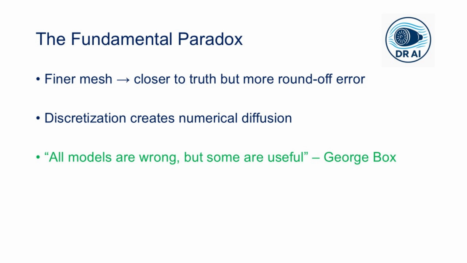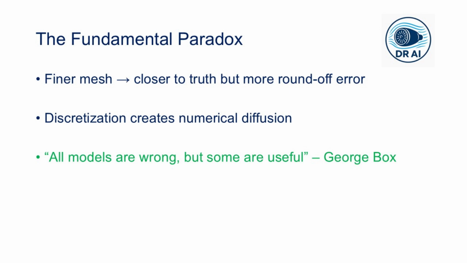We will cover that later. But there is a second paradox too: discretization also creates numerical diffusion, an artificial smoothing that washes out the sharp gradients. Yet without discretization you cannot solve at all. So we live with this particular tension. As the famous statistician George Box said, all models are wrong, but some are useful. Discretization makes CFD very useful.